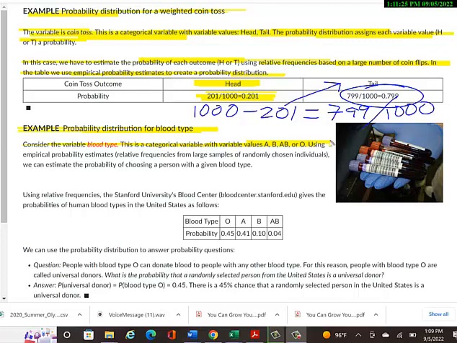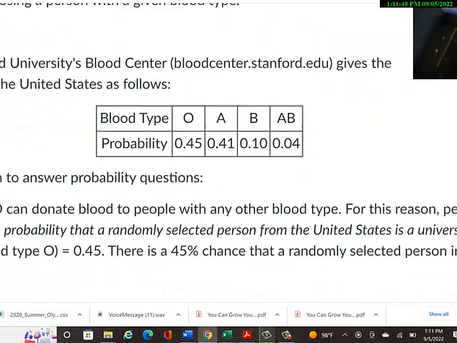AB, or O. Using empirical probability estimates, which are relative frequencies from large samples of randomly chosen individuals, we can estimate the probability of choosing a person with a given blood type. Using relative frequencies, the Stanford University Blood Center gives the probabilities of human blood types in the United States as follows. So maybe I'll zoom in on that. Let's see. We can see it better now.